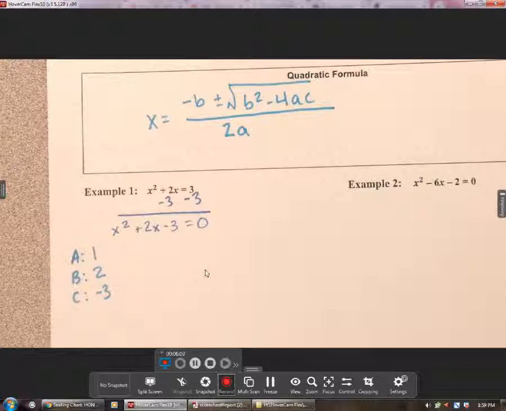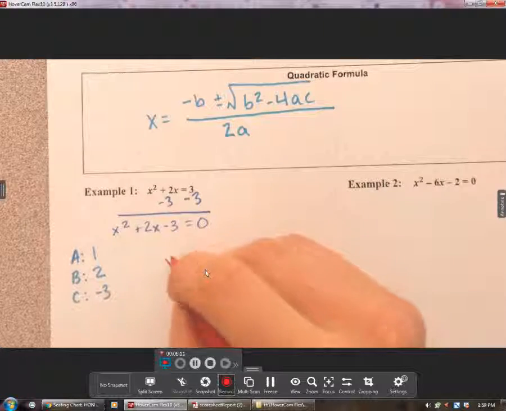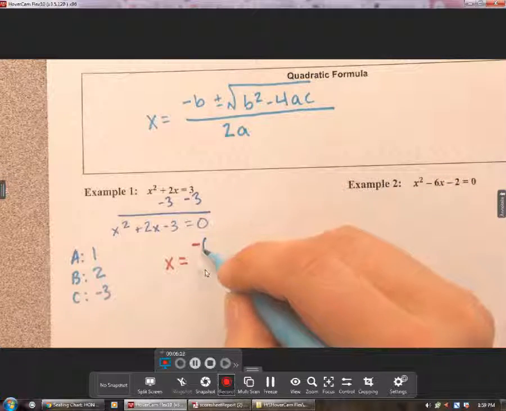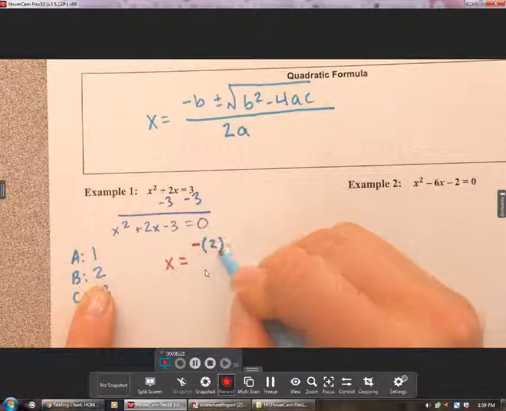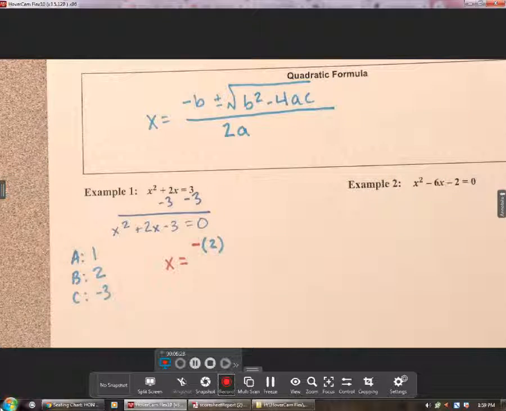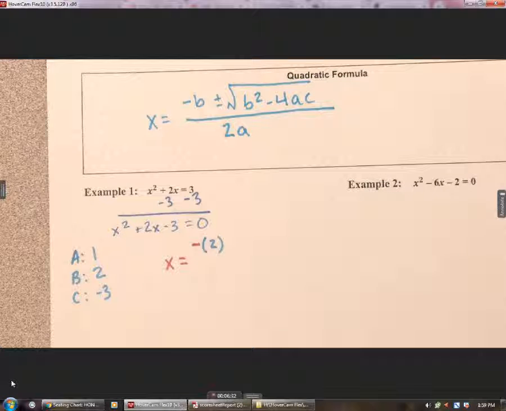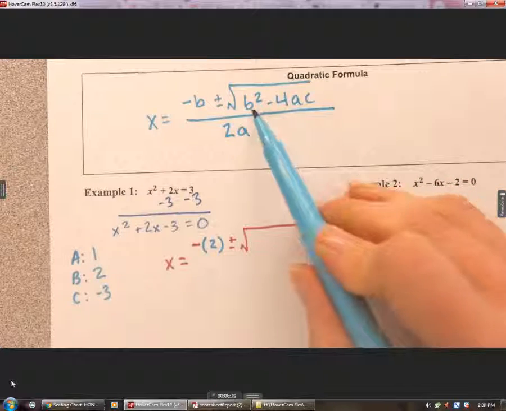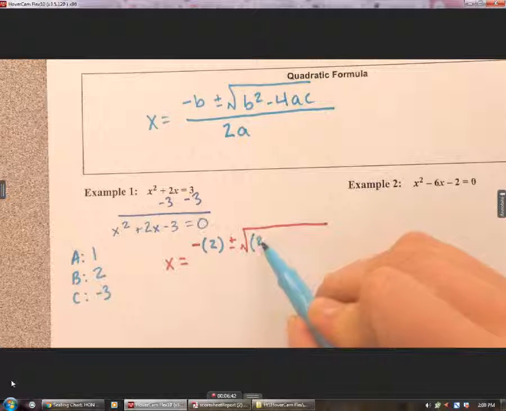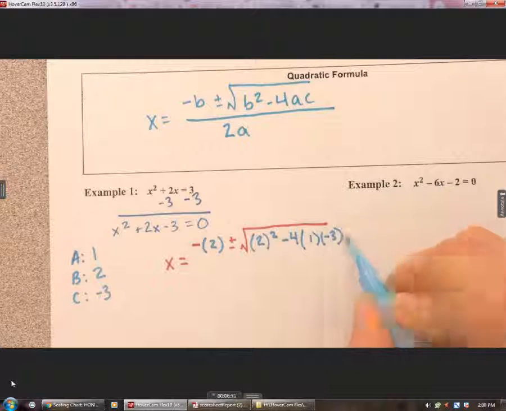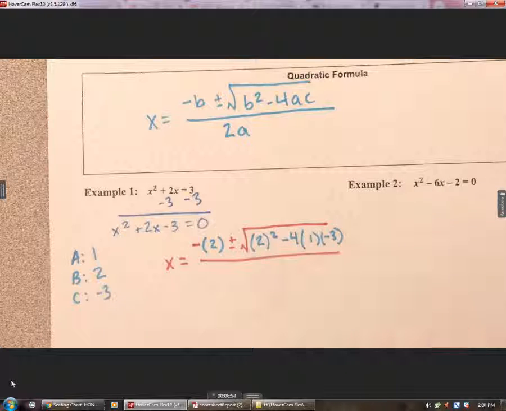Our next step is to plug this into the equation up here. So I'll have x equals negative. The negative stays there, and for b, we're going to plug in a positive 2. That negative is here because of the negative in the equation. Negative 2 plus and minus the square root of b squared. What was b? 2. 2 squared minus 4 times 1 times negative 3, all over 2 times 1.